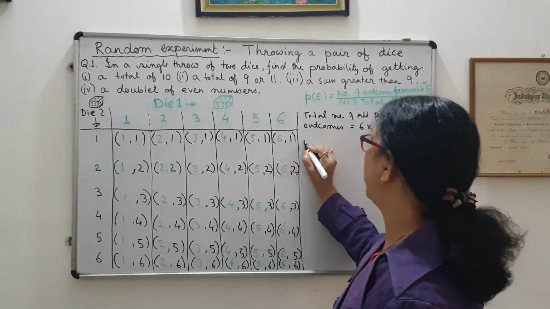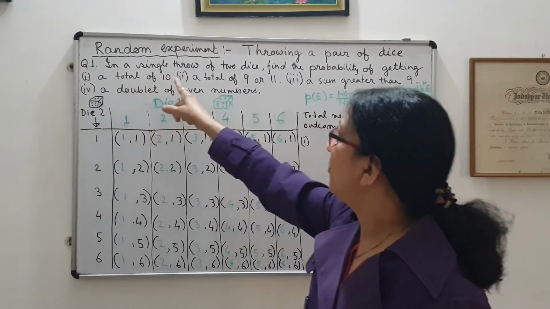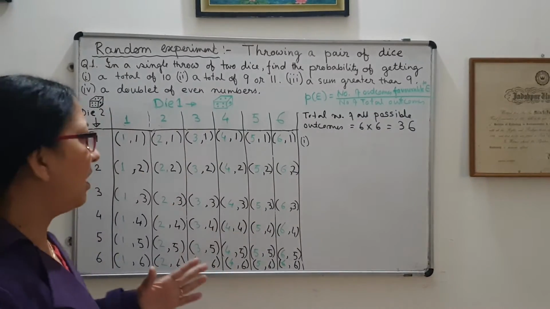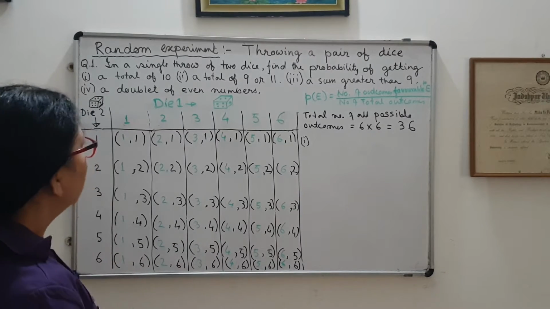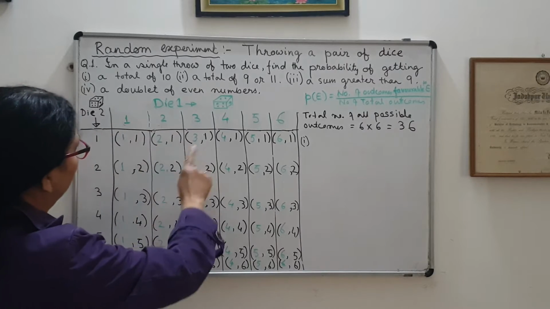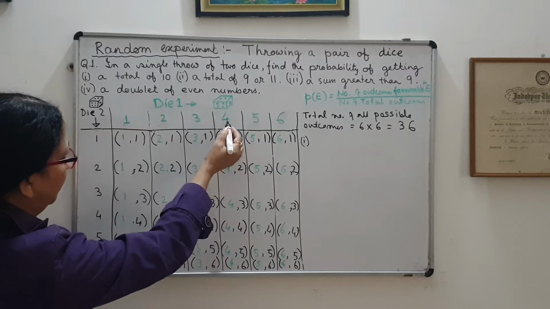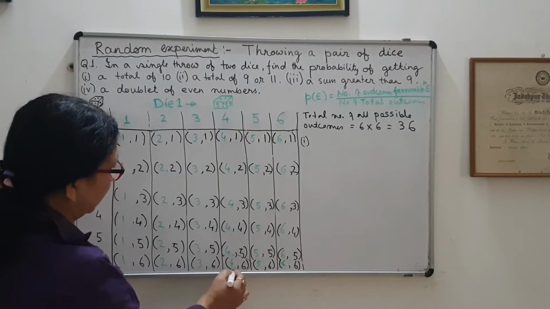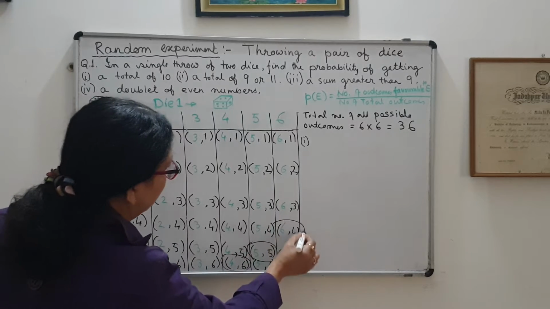So let me use the first part. In the first part, what is a total of 10? A total of 10 means the sum of the numbers coming up on the dice should be 10. So obviously, you look at the diagonals. 4 plus 6 is 10, this one I can take. Then 5 plus 5 is also 10. Then 6, this one is also 10.